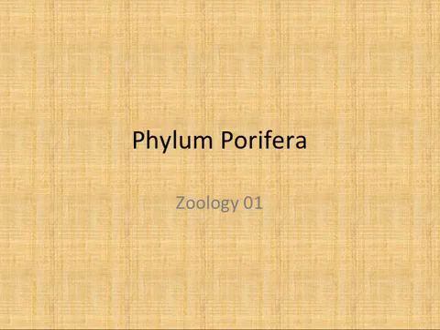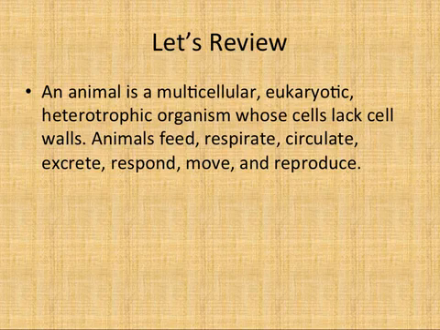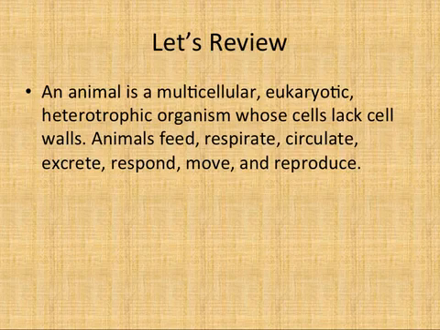In this lesson, we're going to be talking about our first animal phylum, Phylum Porifera. First, let's review. An animal is a multicellular eukaryotic heterotrophic organism whose cells lack cell walls. Animals feed, respirate, circulate, excrete, respond, move, and reproduce.